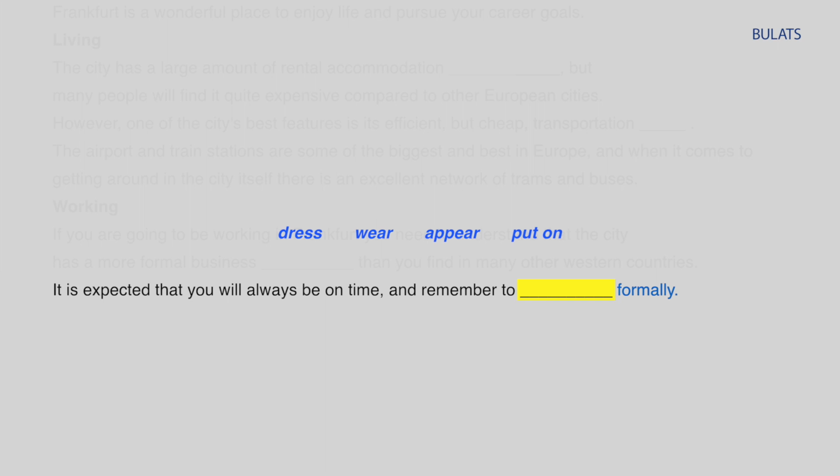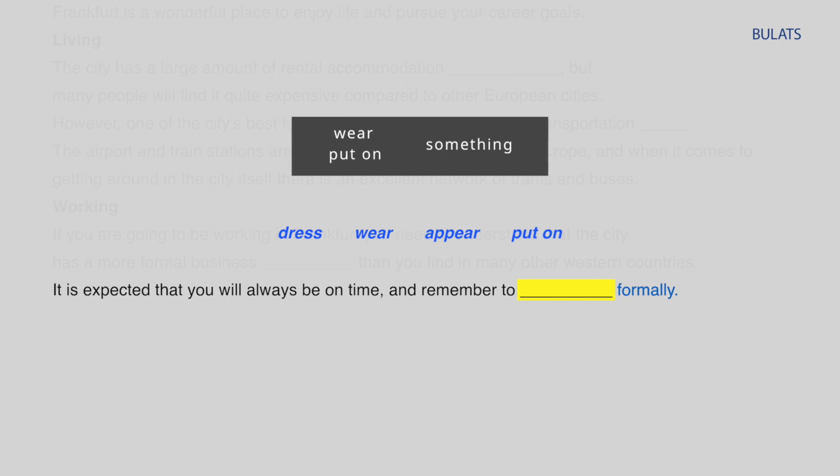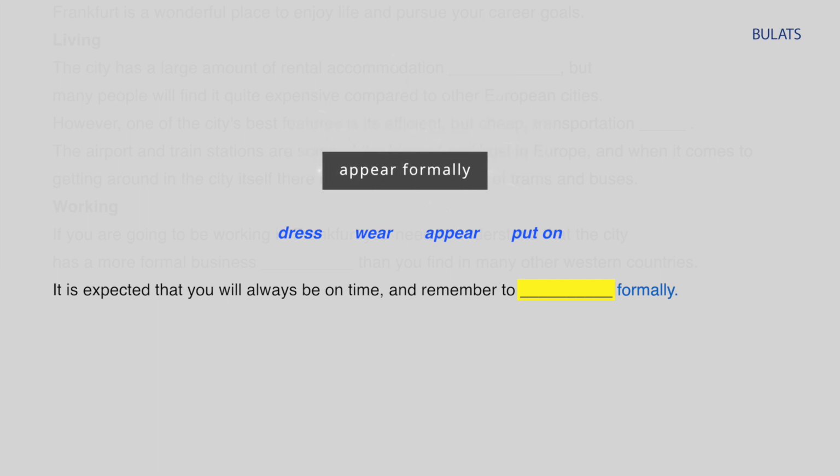Looking at the options, we see some of these words take a direct object, so we have to wear or put on something. Appear formally isn't correct, but dress formally is, of course, a very good collocation. So, this type of text question in some ways is a little easier than the gap sentence because you have more context, and that means more support.